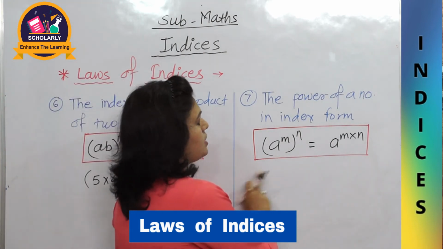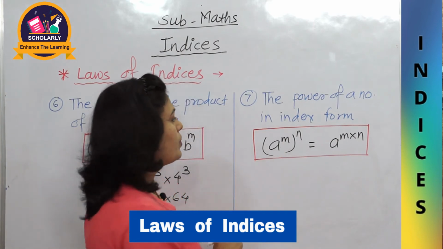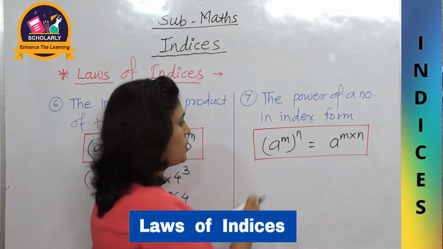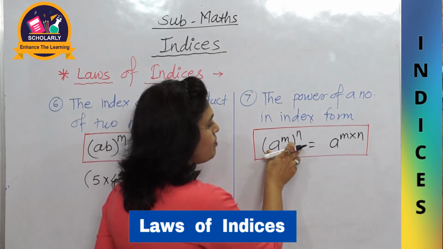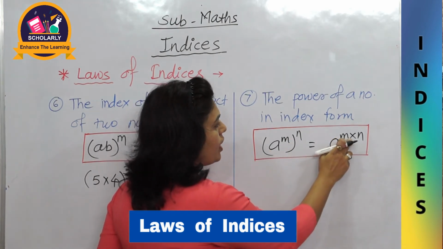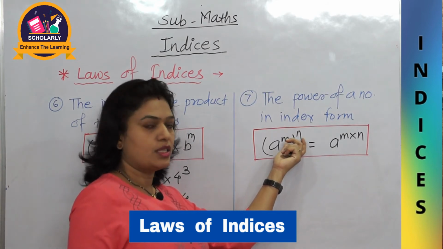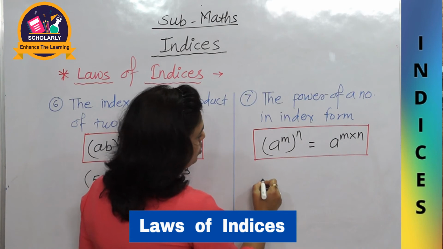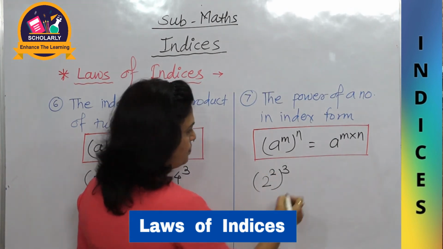The rule says A raised to m is a number in index form, and the bracket raised to n is given here. A raised to m bracket raised to n. So how can we simplify this? A raised to m into n, that is the product of two indices is written. Base is same. Example for this is 2 raised to 2 bracket raised to 3.